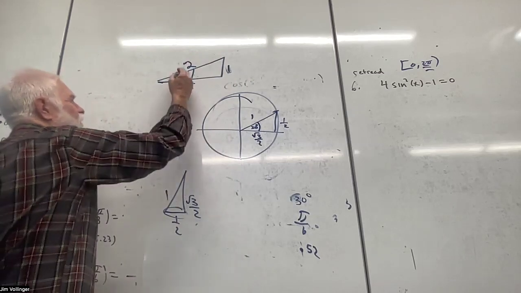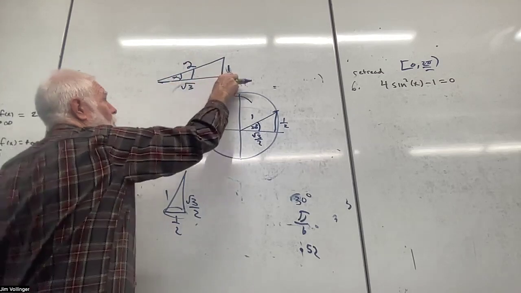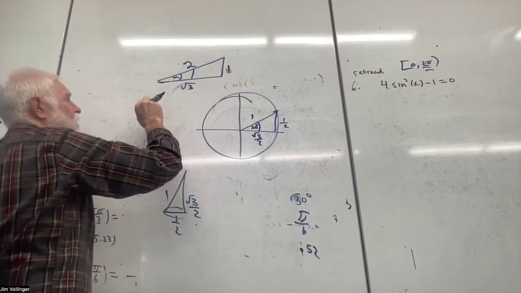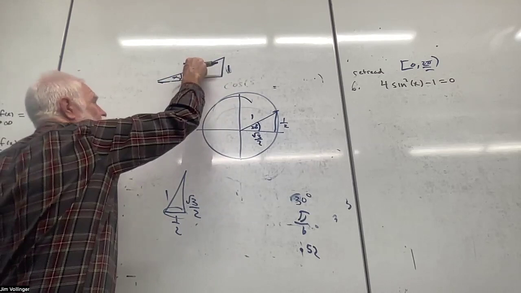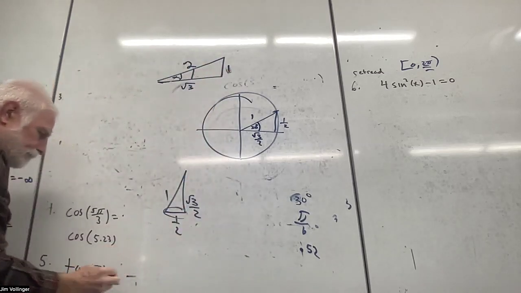Okay, so what is my ratio? If x is my angle, what is the sine of angle x? A 1 to 2 ratio. What is the cosine of angle x? A root 3 to 2 ratio. So what's the tangent? 1 over root 3.